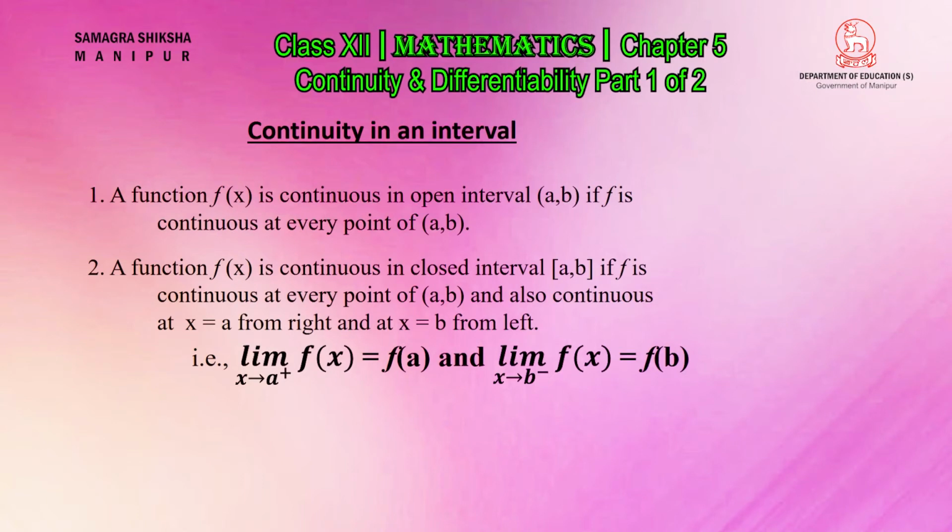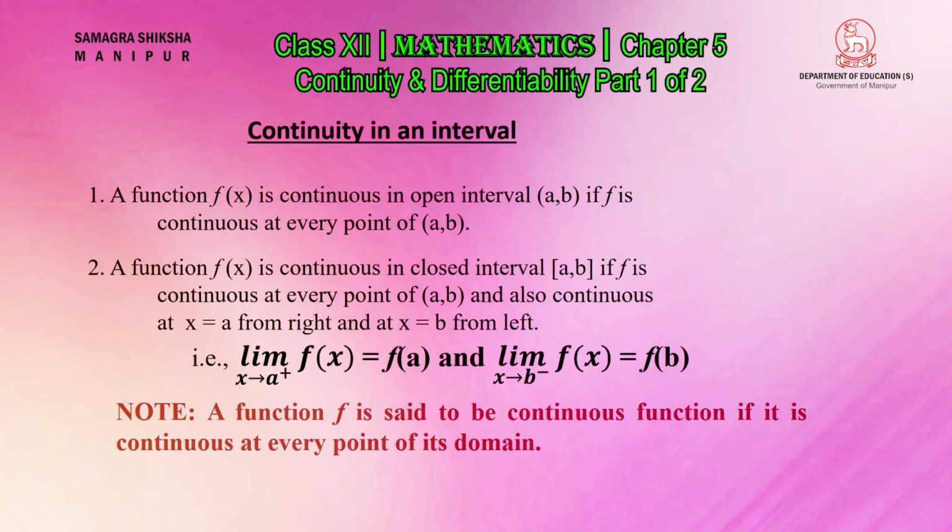So, a function f is said to be a continuous function if it is continuous at every point of its domain. When a problem gives a function without specifying a particular point, we check every point of its domain. If it is continuous at every point of the domain, it is a continuous function.